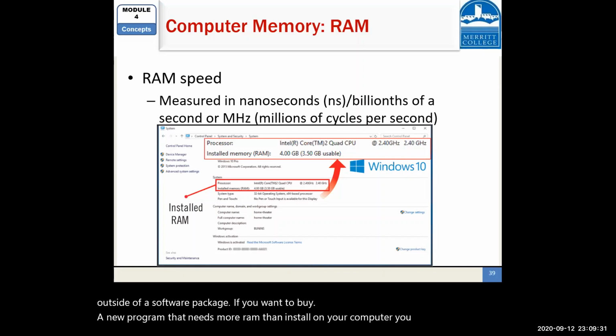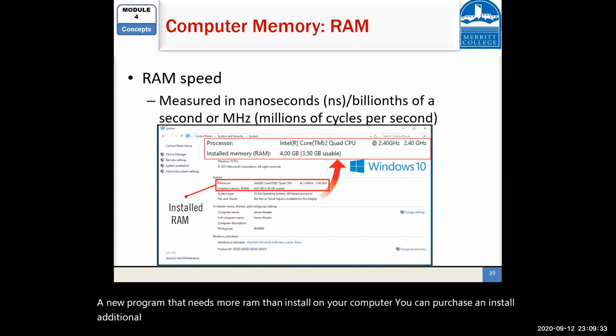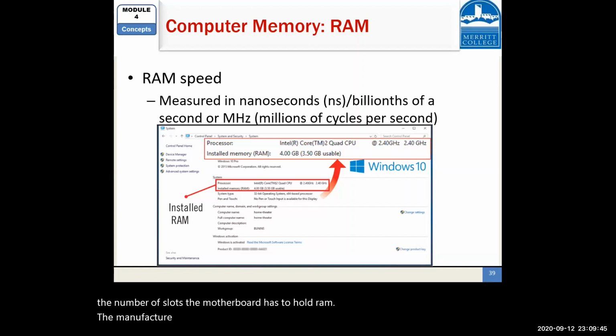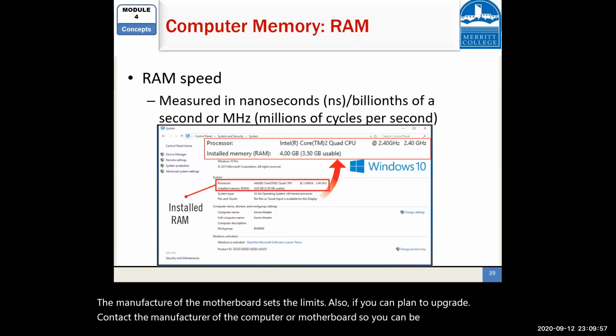However, the amount of RAM is limited by the computer's motherboard, such as by the number of slots the motherboard has to hold RAM. The manufacturer of the motherboard sets the limits. Also, if you plan to upgrade, contact the manufacturer of the computer or motherboard so you can be sure to buy the correct type of RAM.